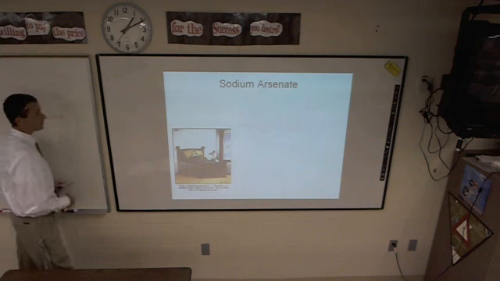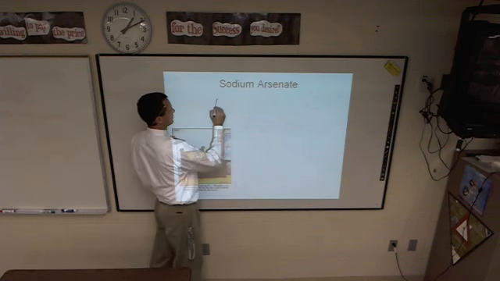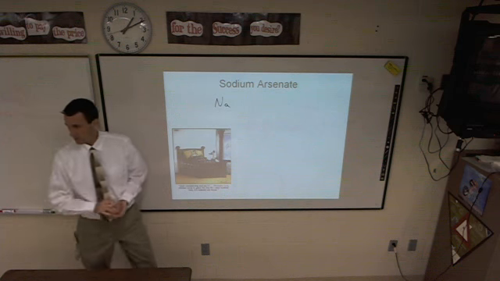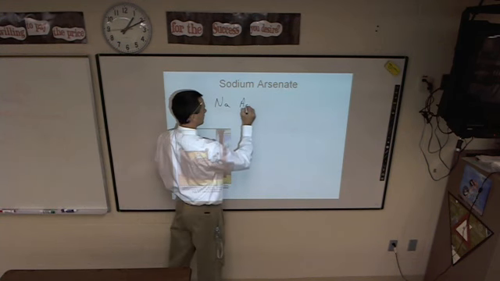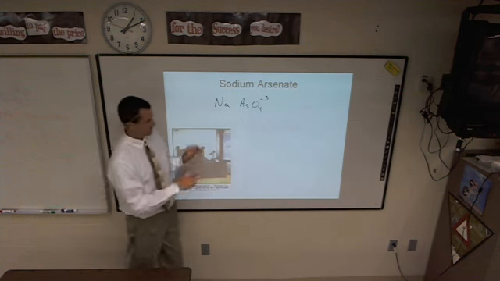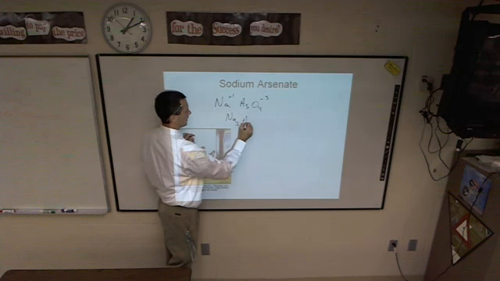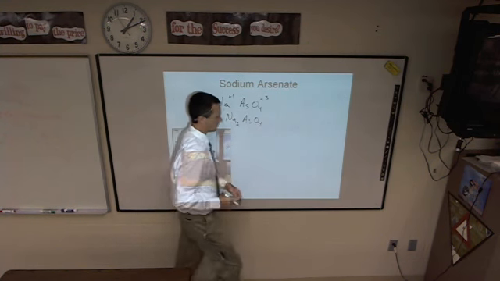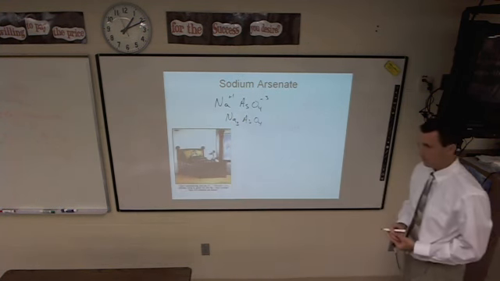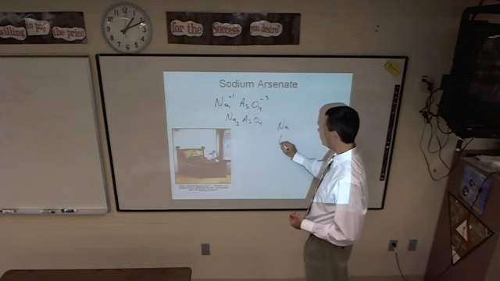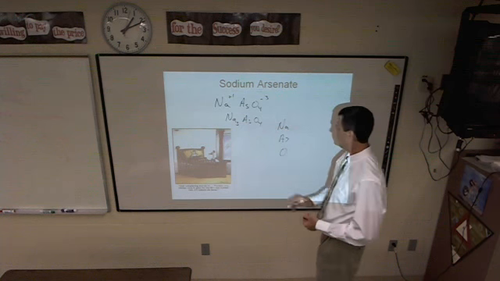Sodium arsenate. Sodium's Na. What's arsenic? AsO4 -3. What's sodium's charge? +1. And so our formula comes out to look something like that. So I write Na, I write As, and I write O.